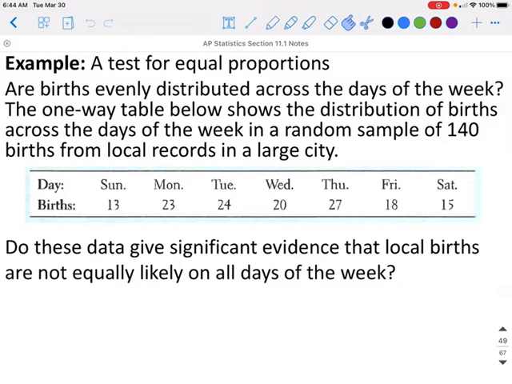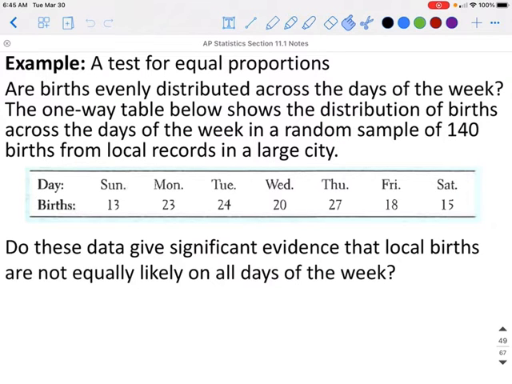Are births evenly distributed across the days of the week? The one-way table below shows the distribution of births across the days of the week in a random sample of 140 births from local records in a large city. Do these data give convincing evidence that the local births are not equally likely on all days of the week? To do this, we are going to do a 4-step problem.